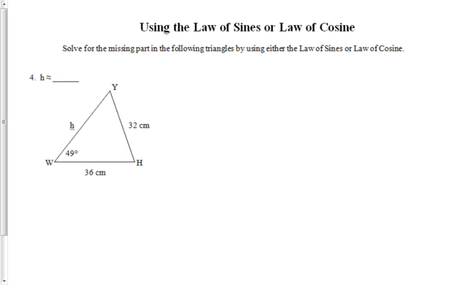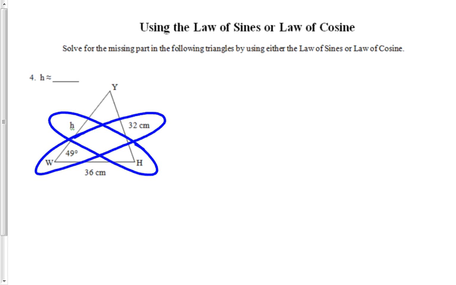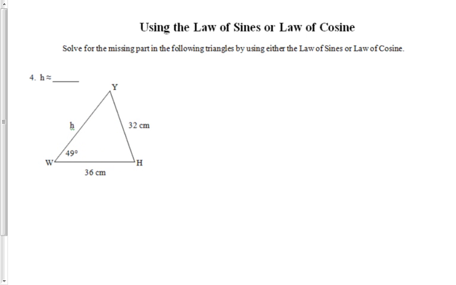So, thinking about the law of sines, I could use this angle and this side to set up a ratio, but I can't set up the ratio that has side H in it because I don't know angle H, so that's not going to help me. Thinking about the law of cosine, if I want to find side H, I need to know angle H. So the law of cosine is not going to help me either. In both cases, the law of sines and the law of cosine, I need to know that angle H. How can I find angle H?